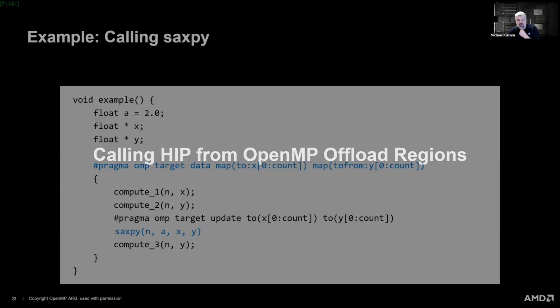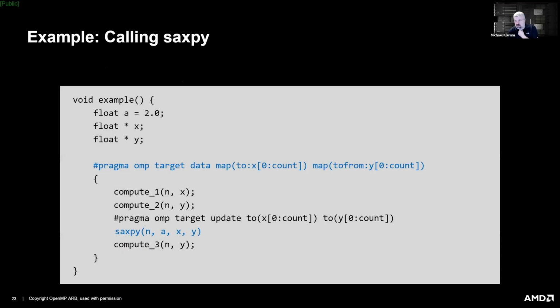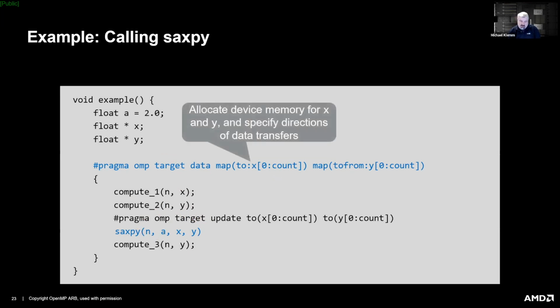Let me show you the second case. This is calling HIP from OpenMP offload regions. So here's what I want to do, right? I have some target map thing going. I initialize the data. I send it over to the GPU once more. And then I'm calling SAXPY. Okay. So basically now I have allocated X and Y both on the CPU, the original host version, and the GPU version for Y in the GPU.